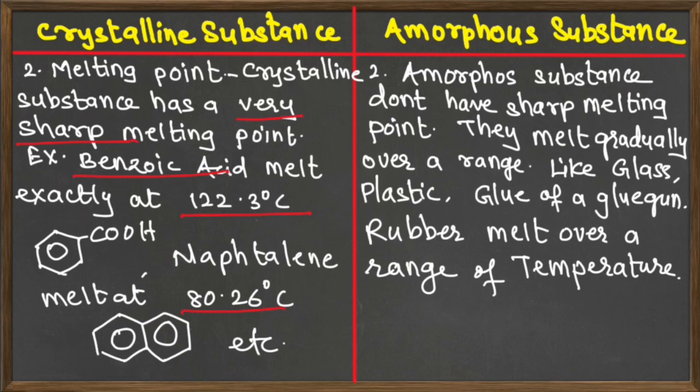On the other hand, amorphous substances don't have sharp melting points. They melt gradually over a range of temperature. Like glass, if you heat glass around 1500 to 1600 degrees centigrade, it initially softens and then flows slowly. In the same manner, plastic, the glue of glue gun, the rubber melts over the range of temperature, and so melting point of crystalline substances are sharp, and that of amorphous substances, they don't have sharp melting point.